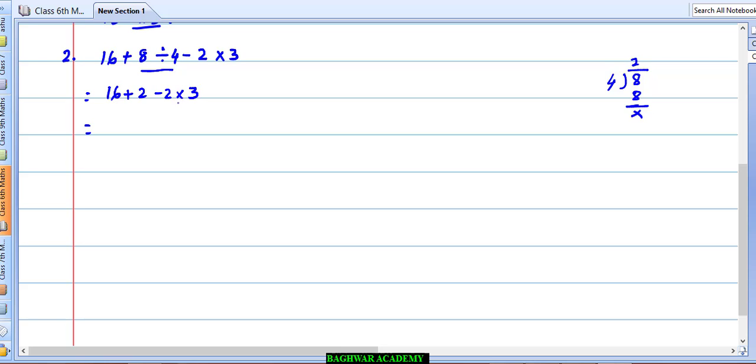So after division we need to do this operation, multiplication. So we will write 2 times 3 is 6. So here we will write 16 plus 2 minus 6. Now, so simple it is. 16 plus 2 is equal to 18, and minus 6 we have. So finally 18 minus 6 is equal to 12, and this will be your answer.